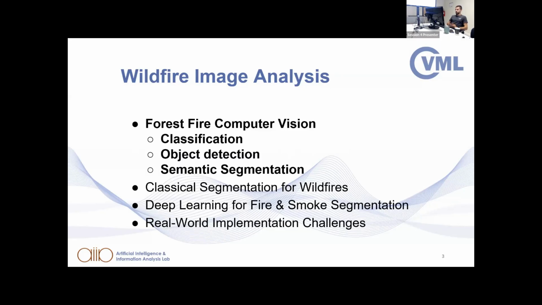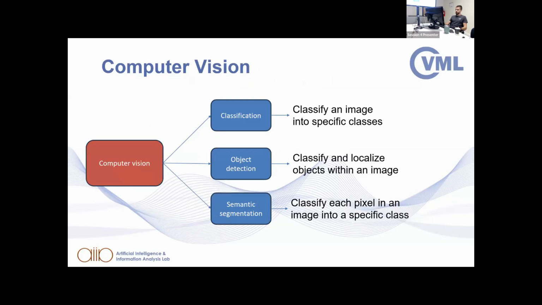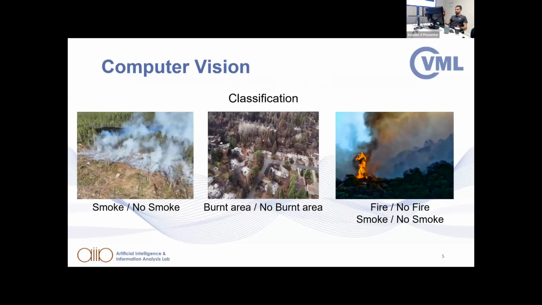There are primarily three main tasks for wildfire image analysis, namely classification, object detection, and segmentation. Classification involves classifying an entire image to a specific category. For wildfire analysis, this could mean determining if an image contains fire or smoke or not. Except for binary classification, there might be many classes for an image. For example, we can say that an image has both fire and smoke. However, this is just a very simple task.